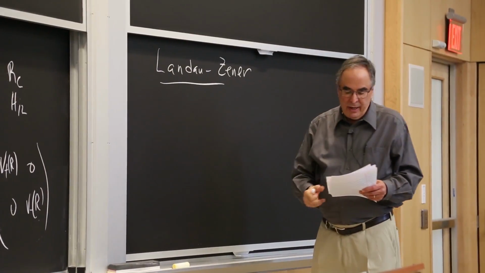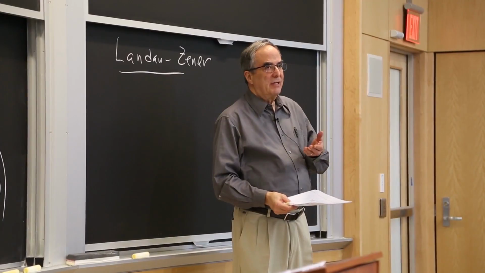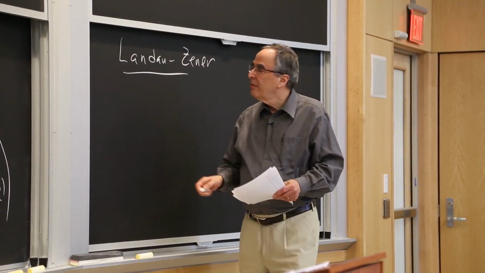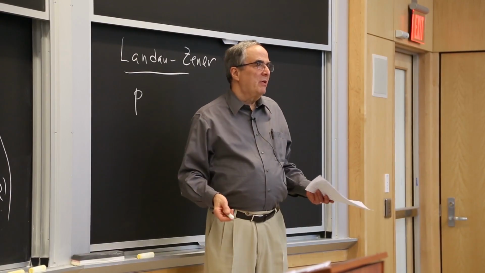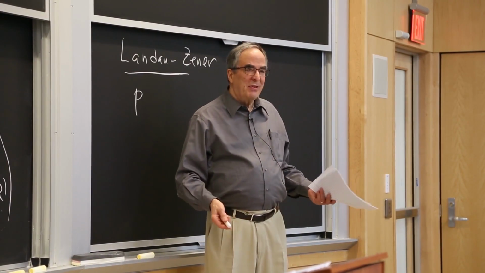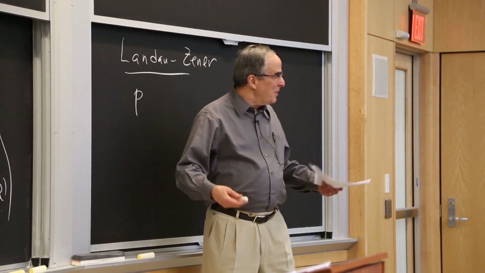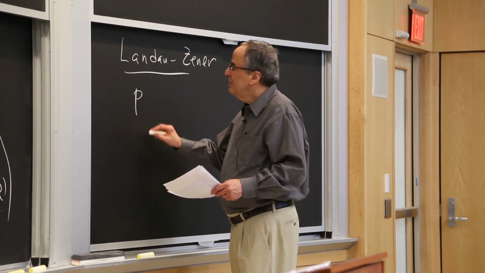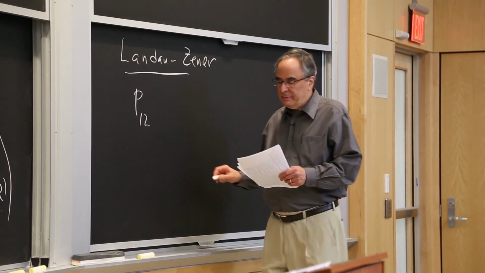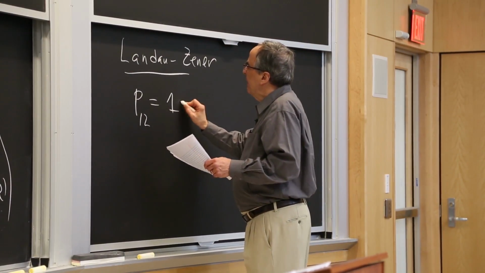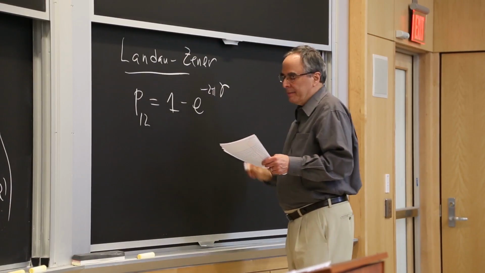This is a model for saying, okay, what is the probability of going from one curve to the other? And so we have a formula which you can derive. I don't recommend it, because derivations are things you do when you need them, and then you forget them. But I do want to give you a sense of what's in it. So we're going from one adiabatic state to another, and the probability is 1 minus e to the minus 2 pi gamma.